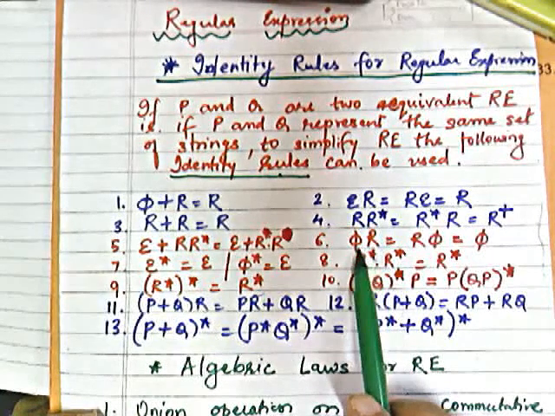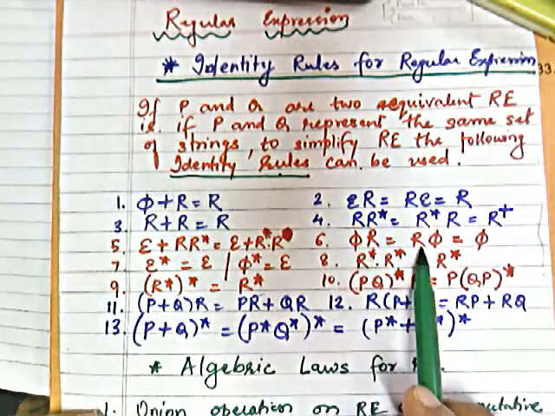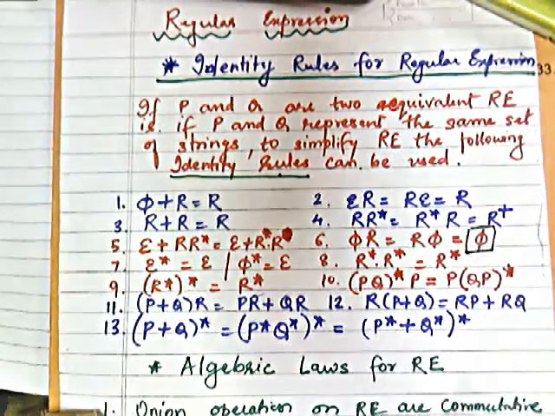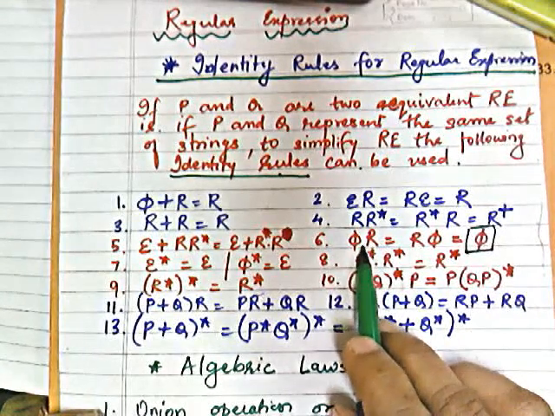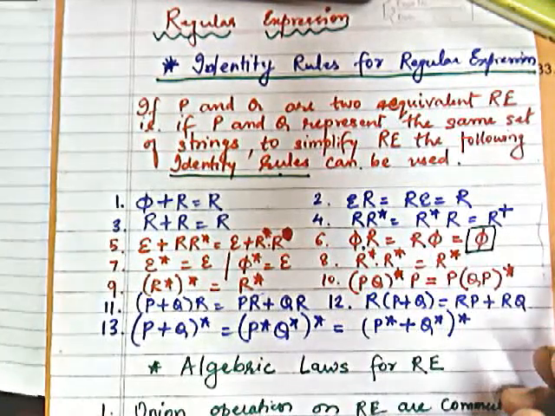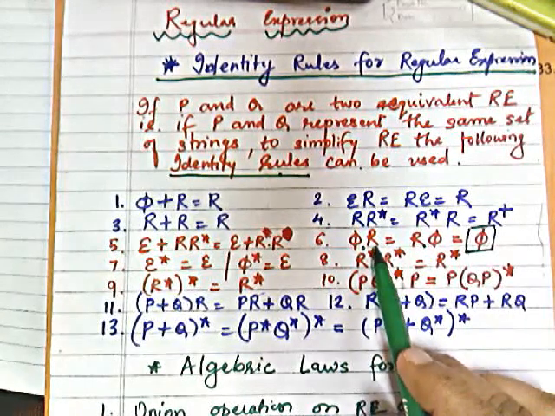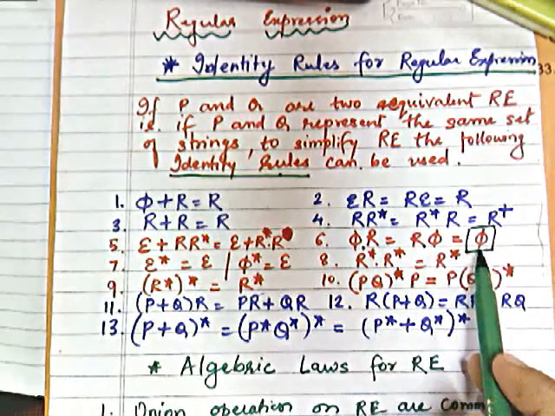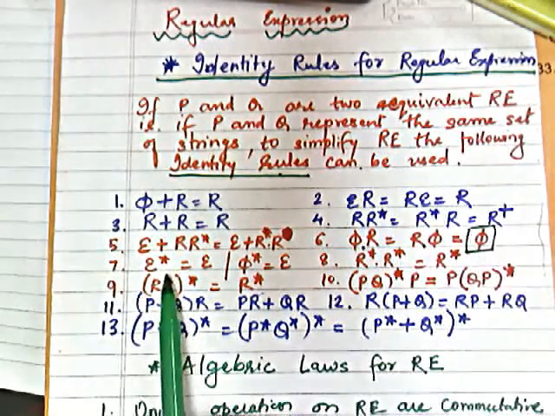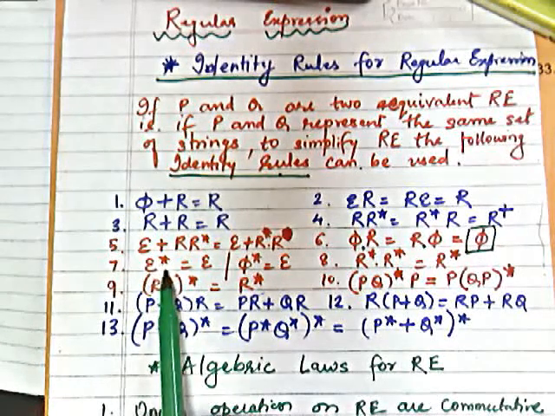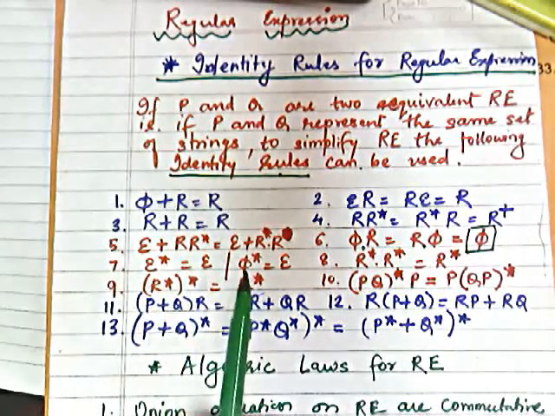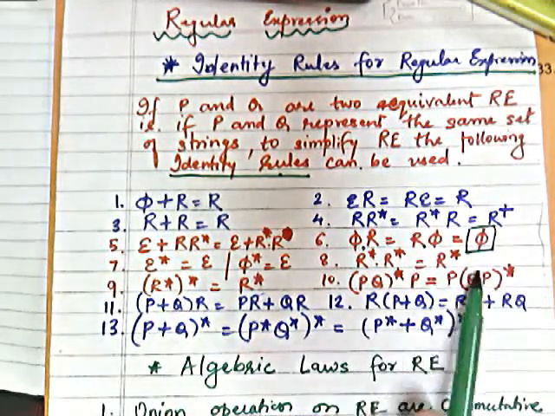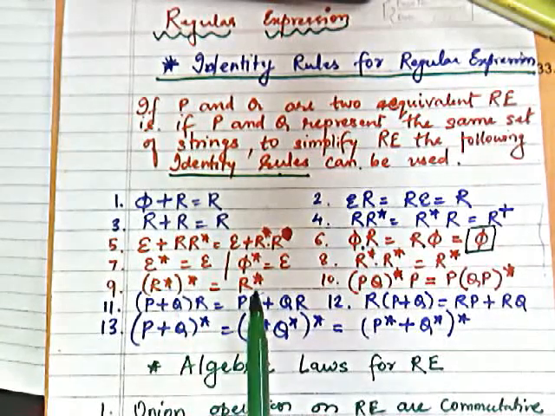Next is phi dot R is equivalent to R dot phi, which is equal to phi. This is very important. Many students get confused in this. Whenever you are concatenating phi with any regular expression, or any regular expression is concatenated by phi, then you are getting phi as an output. Similarly, empty star is equal to empty. Similarly, phi star is also empty. Then R star dot R star gives you R star. Then R star whole star gives you R star.